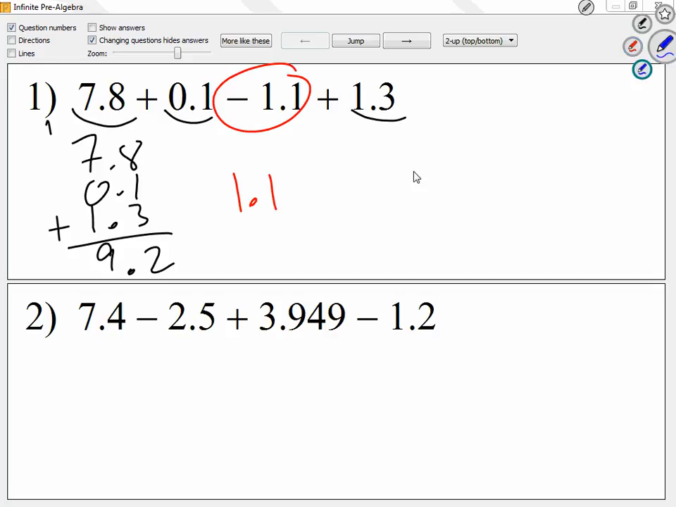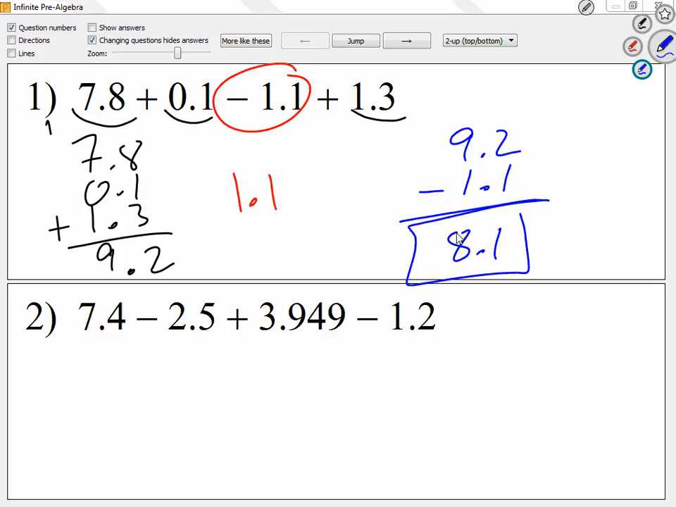So now to finish this, I'm going to go 9.2 minus 1.1. Subtract your value. So you said 8.1? Because a big number is positive, my answer is positive.